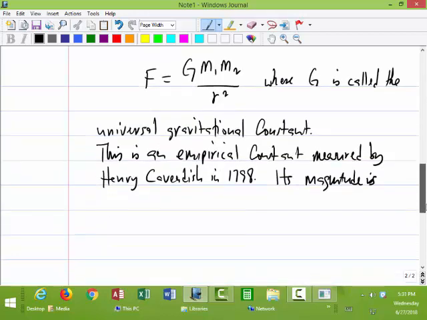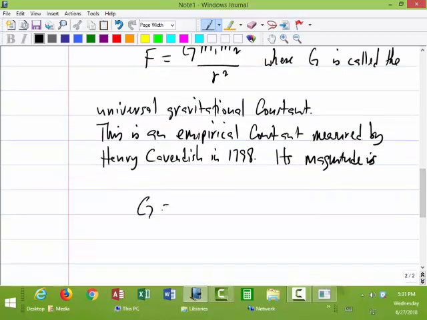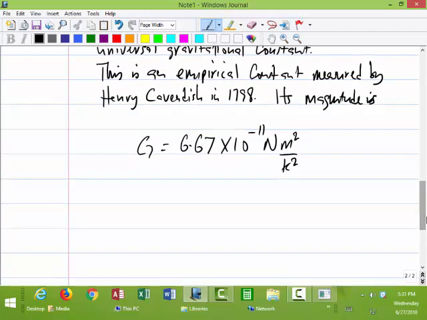So the magnitude of G is given by 6.67 times 10 to negative 11 newton meters squared per kilogram squared. This tells us that if we have two 1 kilogram masses that are separated by a distance of 1 meter, then the gravitational force between them will be 6.67 times 10 to negative 11 newtons in magnitude. So this is what the gravitational constant means.